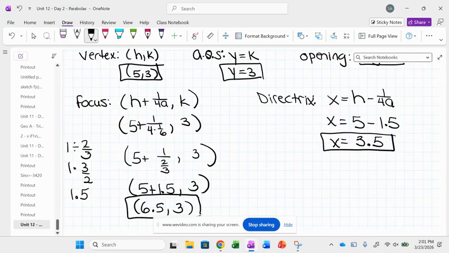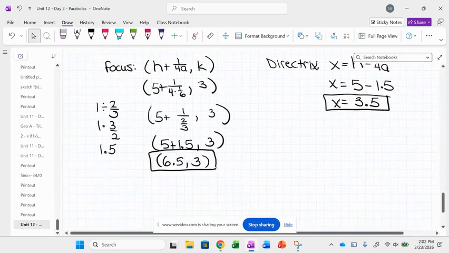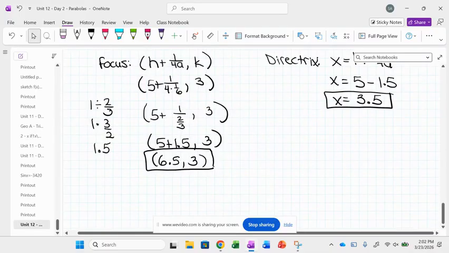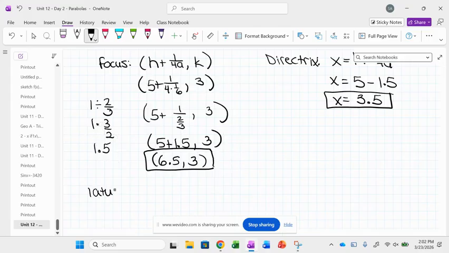What are the last two? Oh no, last 3 things I'm missing. Ready? Justin? You got it.